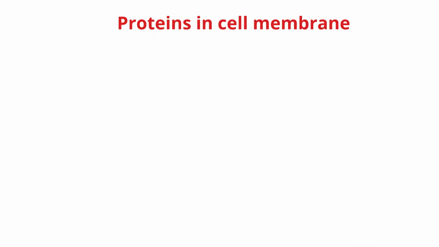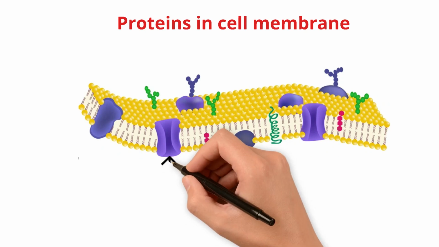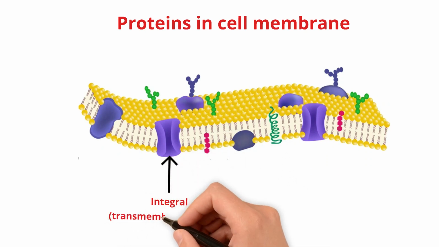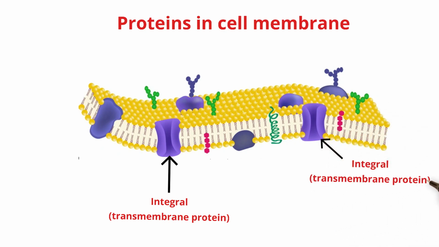The other component of membranes is the protein. Proteins make up roughly 50% of the mass of most cellular membranes, and they serve various essential functions. Membrane proteins are generally classified into two groups based on how they associate with the membrane. The first type of membrane proteins are the integral, or transmembrane proteins. As appears in this image, integral proteins are embedded in the membrane and span across the lipid bilayer, and protrude from both sides of the membrane.